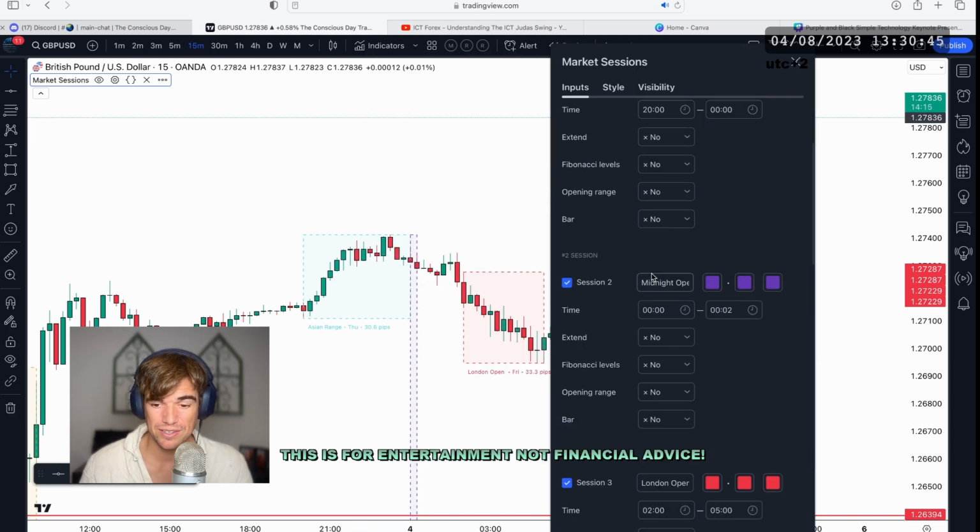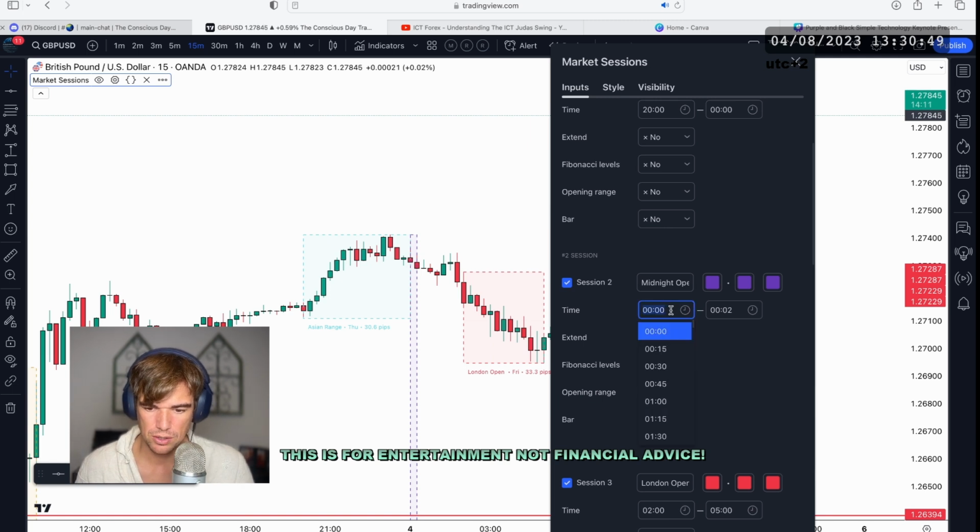So in order to identify the midnight open, we're going to do a little bit of a trick. We're going to get the 12 o'clock New York time, and then we're just going to add 2 minutes on that so we can identify where that first candle is. So we've got the 12 o'clock New York open and 02.